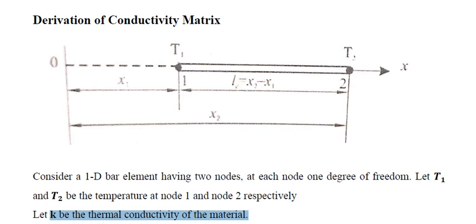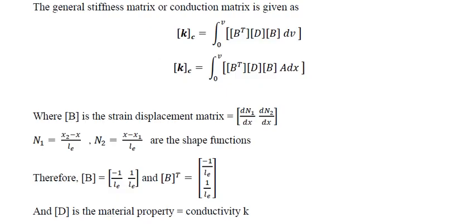Thermal conductivity is the material property. So we can write it as thermal conductivity of the material, or thermal conductivity of the element. Now the general stiffness matrix, instead of calling it stiffness matrix, we will call it conduction matrix. The general conduction matrix is given as, one has to remember this expression.